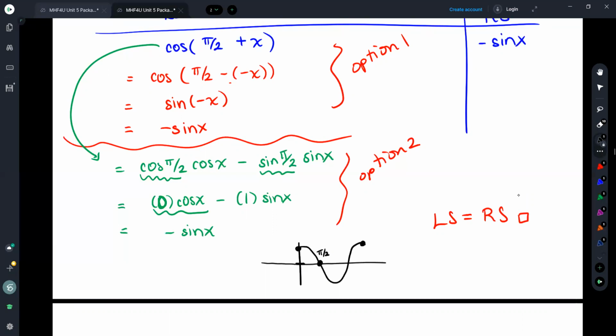Sorry, can you clarify your question for me? Like, where did cos x and sine x go? Or sine pi? Oh, never mind. Okay, I understand. You got it? Yeah. Okay. All right.